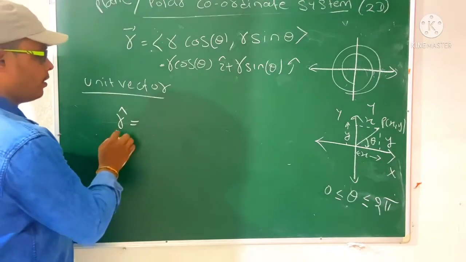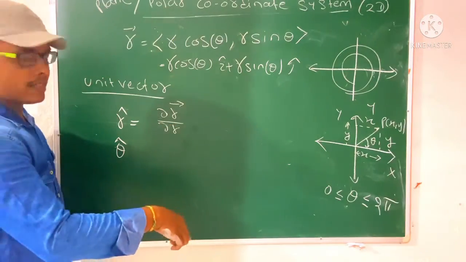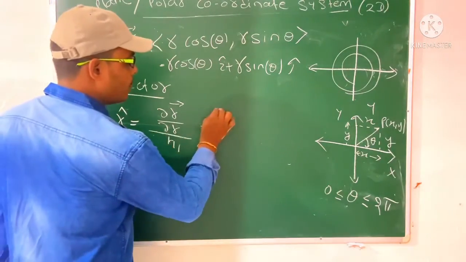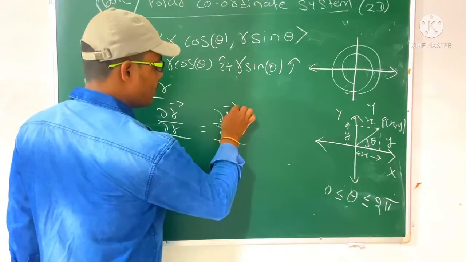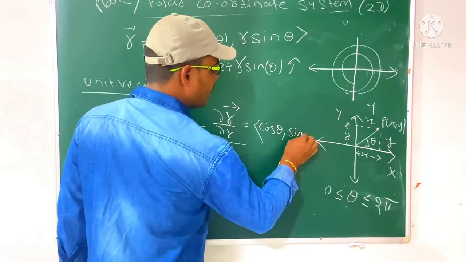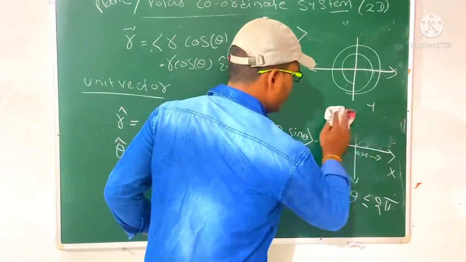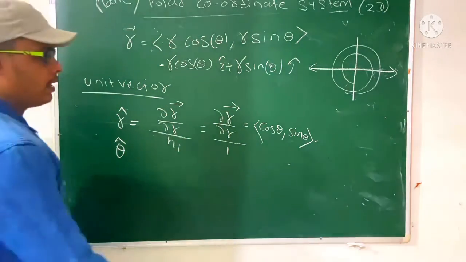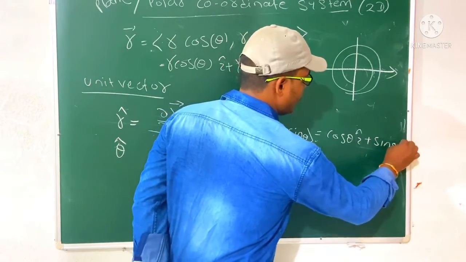So what is r cap? Remember the formula. This is nothing but del r by del r, now that we have calculated the partial derivative, divided by h1. What is h1? This is nothing but del r by del r divided by 1, right? So you took the partial derivative, you will get cos theta i cap plus sin theta j cap, right? So this is the unit vector r cap. Now we remove the diagram, that is not important now. So what is r cap? That is cos theta i cap plus sin theta j cap, right?